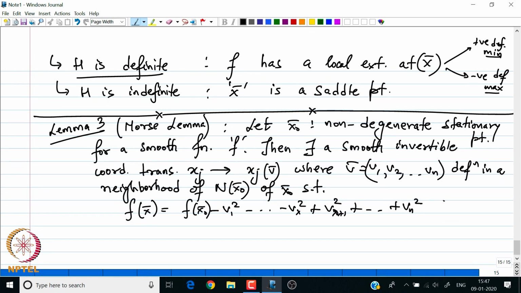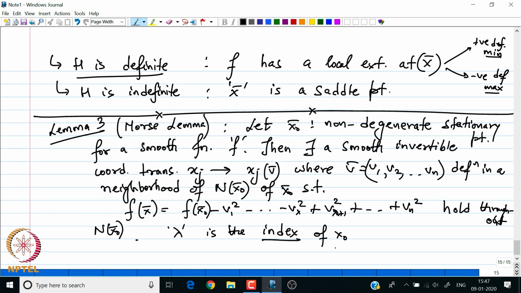So, this holds throughout the neighborhood of x naught, where lambda is the index. It is called the index of the point x naught, right. Now, what is the significance of lambda?